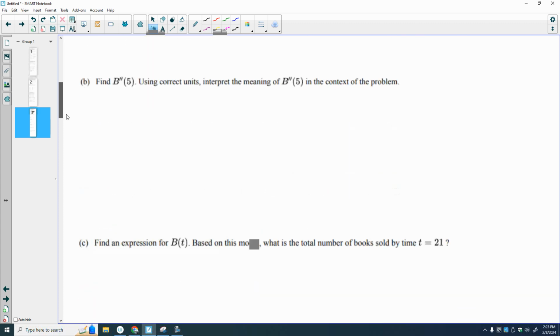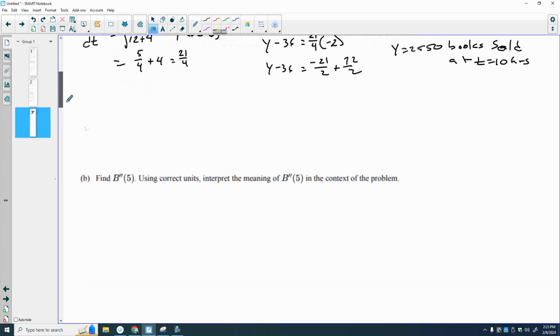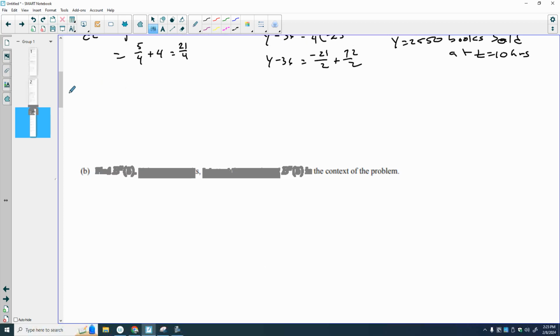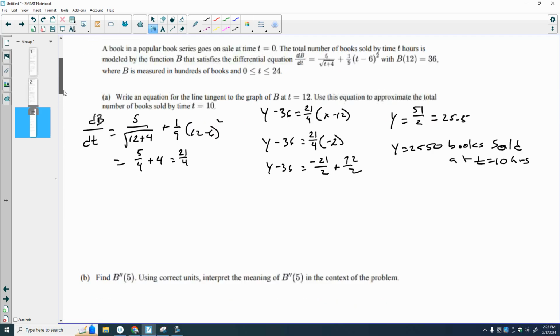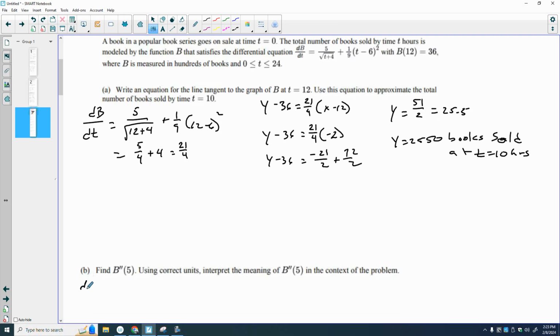Find B double prime, going back to here. dB dt. Wasn't it 48? No, 5. That was the other one. I think I can see both. dB dt equals, I'm going to change that, 5 times t plus 4 to the 1/2 plus 1/9 t minus 6 squared.